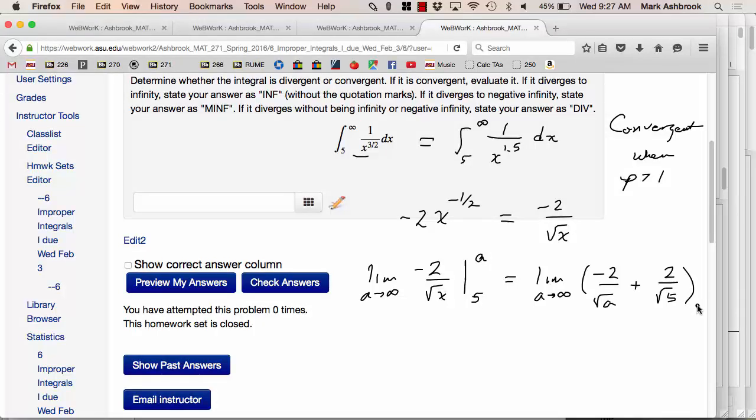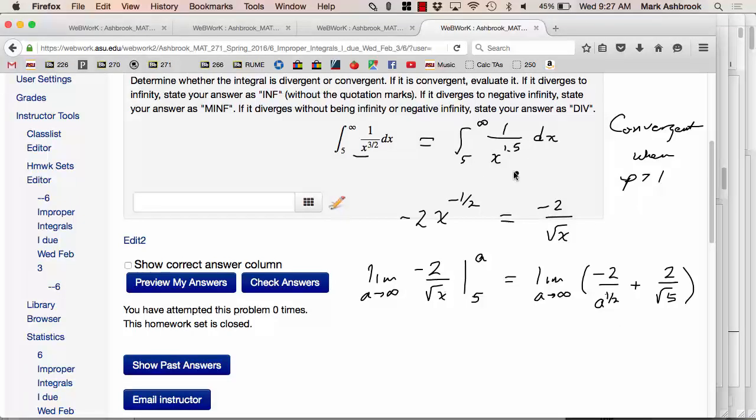And as a gets very, very large, what does this first term do? It goes to 0. For just a straight up limit, as long as the power, this is a to the 1 half, is greater than 0, the limit will go to 0. When you have just a limit of 1 over a number to a power, all that power has to be is greater than 0 for that fraction to have a limiting value of 0.